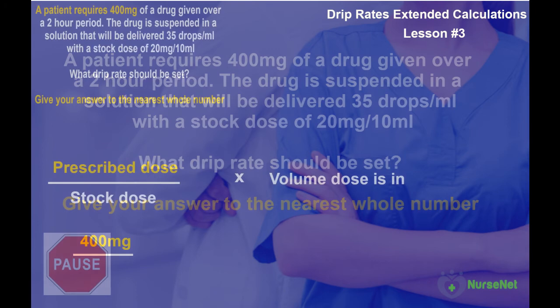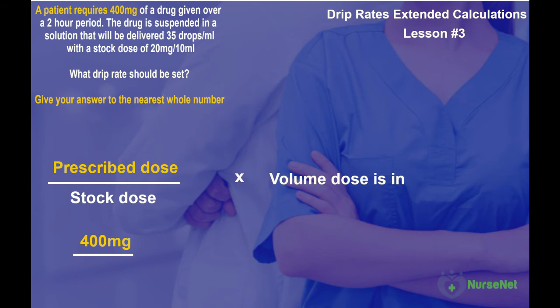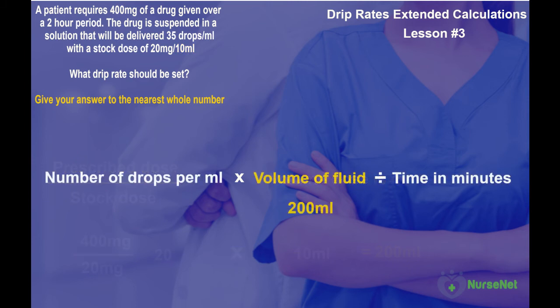Okay. At first, we should have identified that we needed to apply our basic dose calculation by dividing the prescribed dose of 400 milligrams by the stock dose of 20 milligrams, and that gives us 20. Now multiply the 20 by the total volume of the solution the stock dose comes in, which is 10 milliliters, giving us 200 milliliters. That's given us the volume of fluid for our drip rate calculation. Now we need to convert the time into minutes. So 2 hours multiplied by 60 gives us 120 minutes.